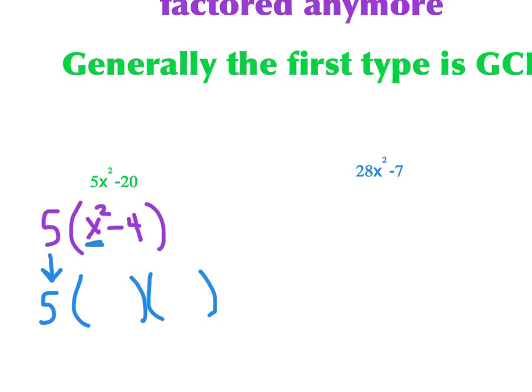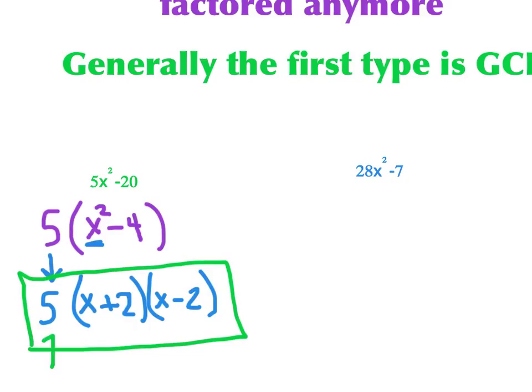What times what is x squared? It's a difference, so one gets a plus, one gets a minus, and what times what is 4? 2 times 2. So let's box this in. You have to have that 5 in front. That's got to stay along for the ride. Because remember, in the end, you've got to get 5x squared minus 20. And if you didn't bring that 5 down, you would never get it. Let's try the next one.